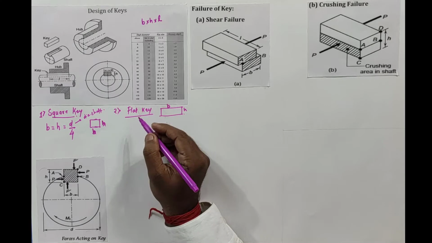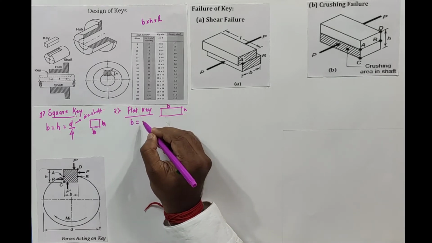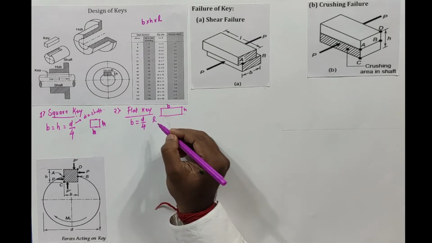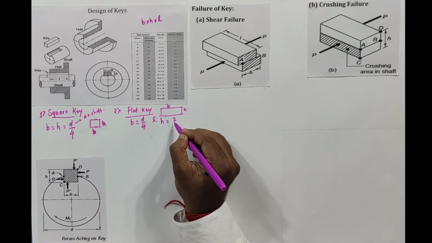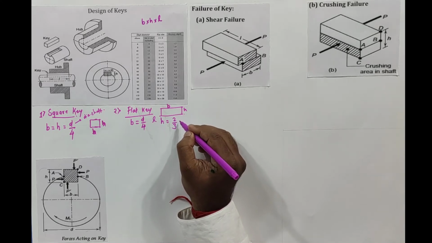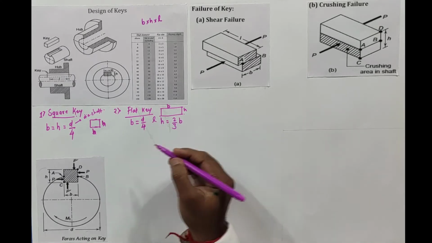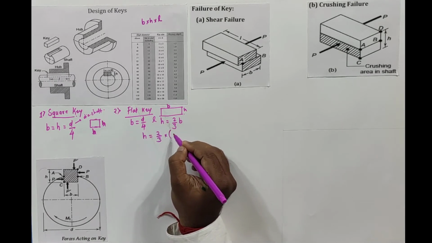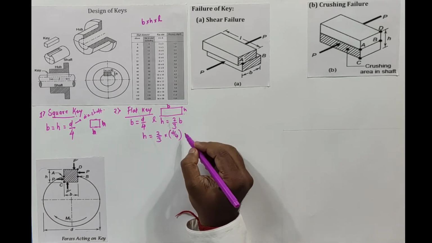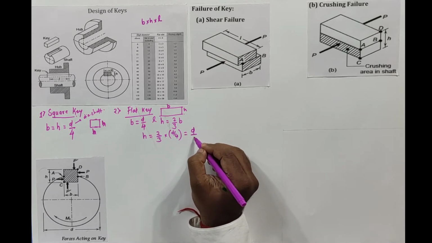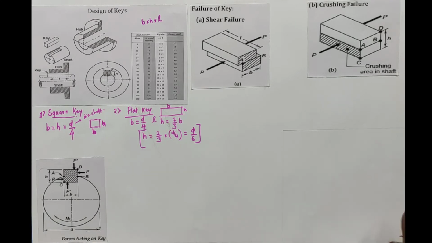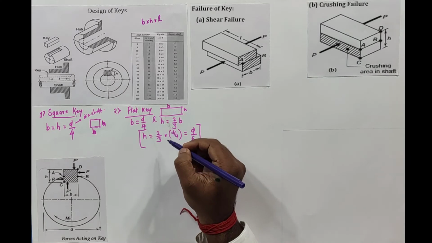In flat key, what happens? We take width always equal to d by 4, the same as that of square key. But in case of height, it is always 2/3 of width. So if h is equal to 2/3 of b, and b is d by 4, I'll get d by 6 for height in case of flat key. So you can take note, very important.